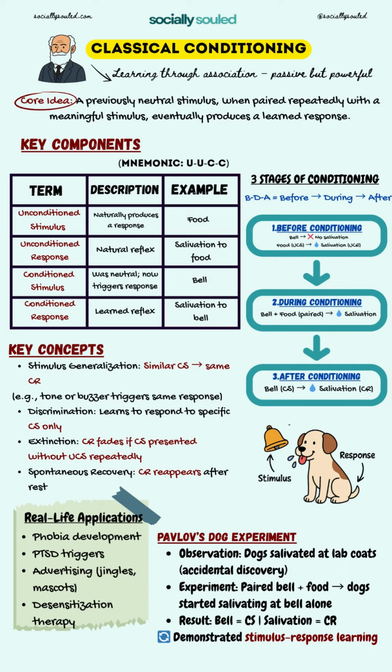The core idea is simple. When a neutral stimulus is paired repeatedly with a meaningful stimulus, it eventually produces a learned response all on its own. Let's break it down. There are four main parts.